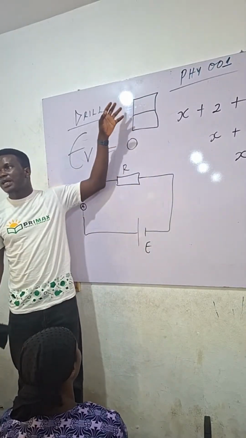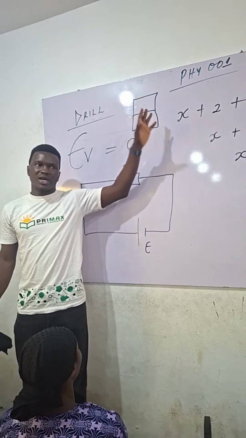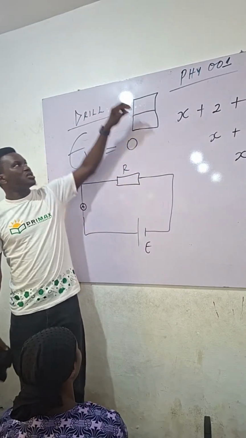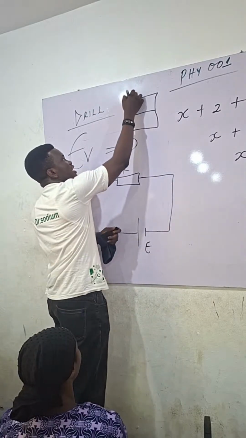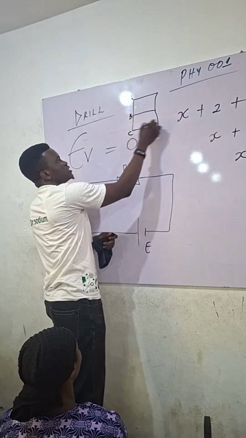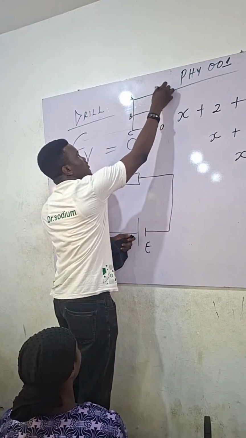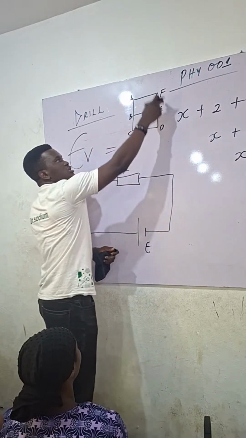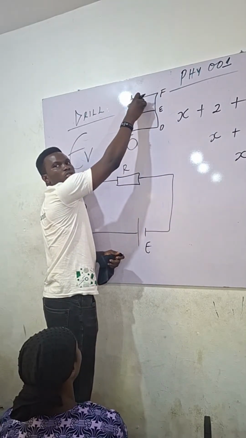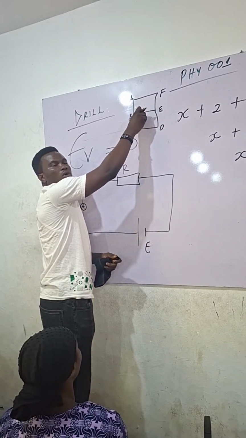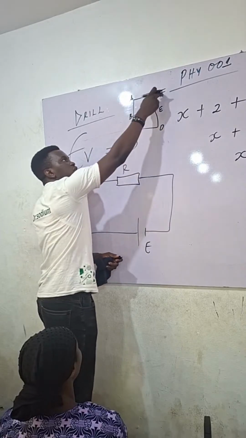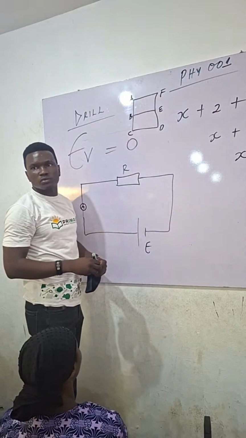How many loops can I get here? That's where you have to be careful. This is one loop. If I say this is A, B, C, D, E, F, then A, B, E, F is a loop. Do you get that? B, C, D, E is a loop. A, C, D, E, F is a loop.